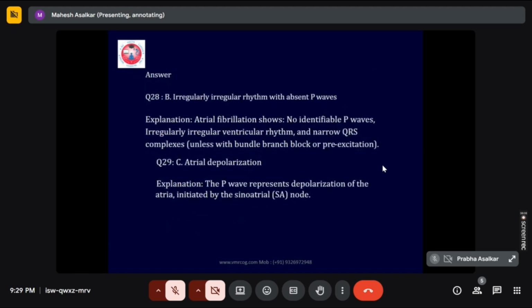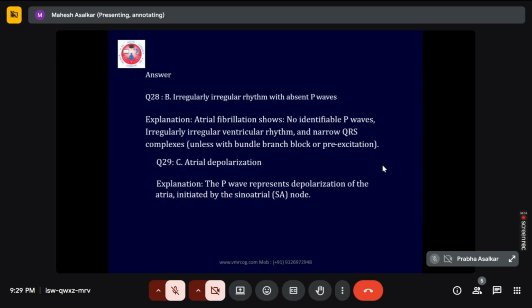So question number 28, B, irregular rhythm with absent P waves. Atrial fibrillation shows no identifiable P waves, irregular ventricular rhythm, and narrow QRS complexes unless with a bundle branch block or pre-excitation. Question number 29, answer is C, atrial depolarization. The P wave represents depolarization of the atria initiated by the sinoatrial node.